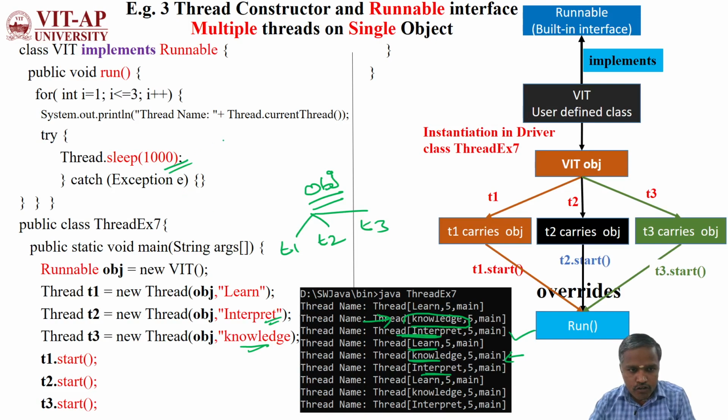Why am I introducing the 1000 milliseconds? Only then can we identify the execution allotment of the CPU for each and every thread. Otherwise we cannot identify that. If you are not giving 1000 milliseconds, all the threads will display at a stretch, so we cannot get that. So I will show you the output here in the command prompt.